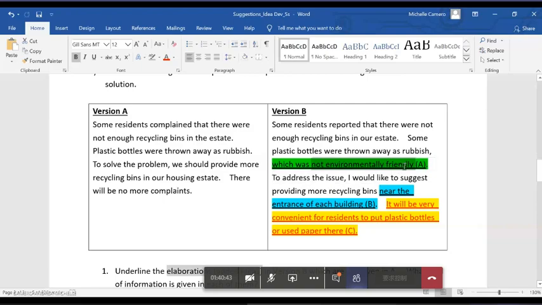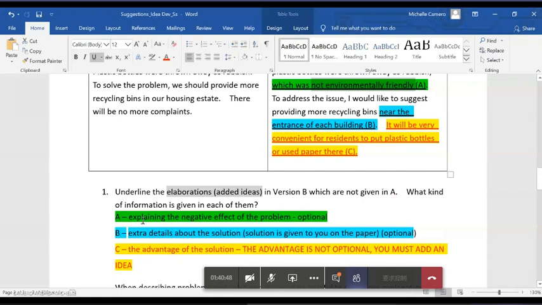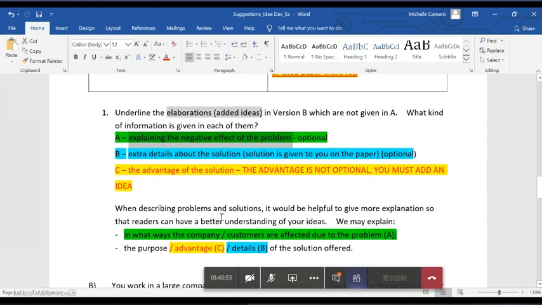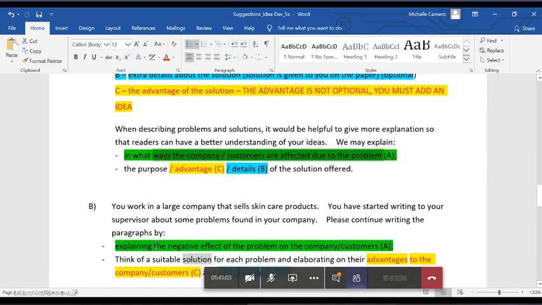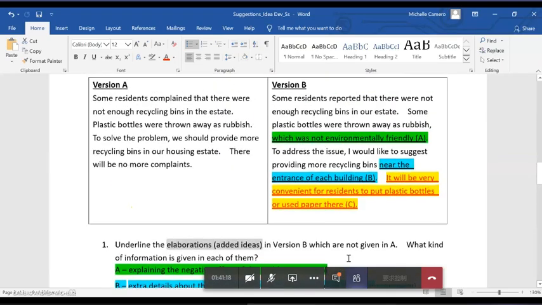So what is this idea, the green idea, an example of? This is idea A, an example of explaining the negative effect of the problem. Or if you want to be more specific, you're giving information about how the problem has affected the company or the customer. I guess that's the best specific way to explain it. So when things are highlighted in green, you're explaining the negative effect of the problem on the company or the customer. So that's what we see here.